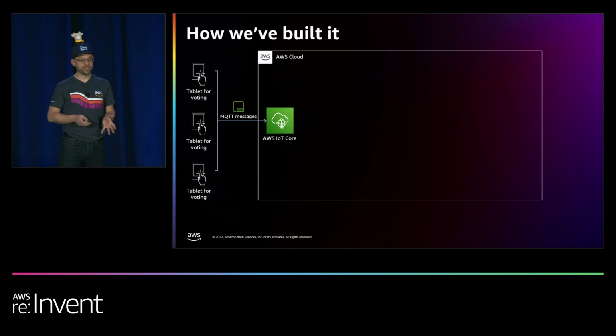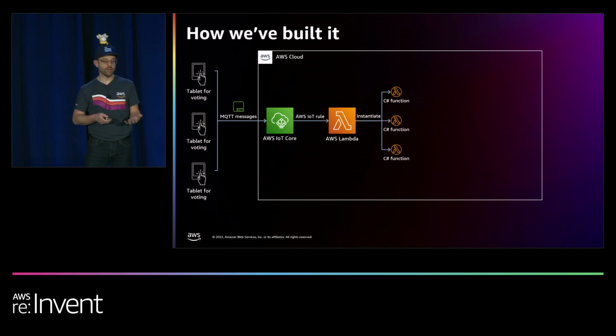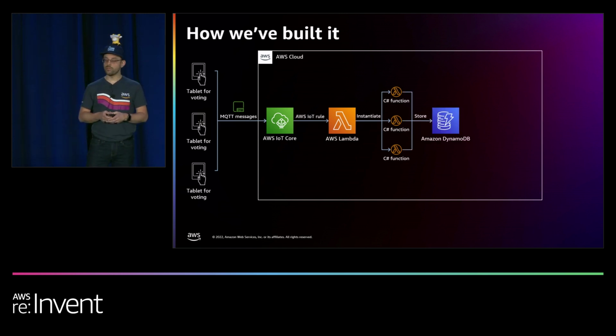Once AWS IoT Core has received the message, it will route the message based on the AWS IoT rules we've defined. Here we trigger AWS Lambda. AWS Lambda is a serverless, event-driven compute service that lets you run code without provisioning or managing servers. The service will instantiate one or several AWS Lambda functions to process incoming messages. The functions will store every message in an Amazon DynamoDB table.